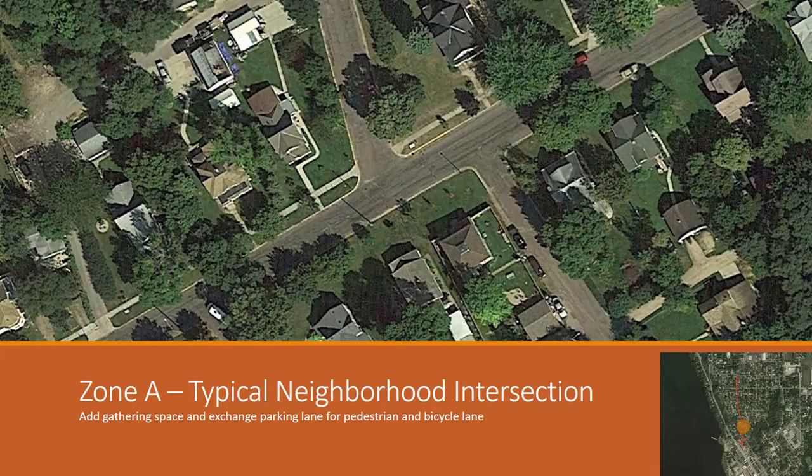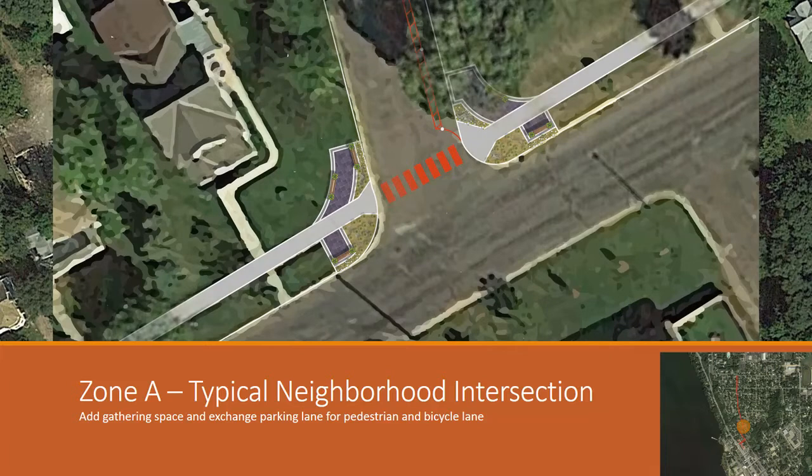So for the Zone A enlargement, the first intersection I'll be looking at is the typical neighborhood, adding gathering space and exchanging a parking lane for a pedestrian and bicycle lane. It'll be 4th Street and Pacific Ave specifically. You can see there are 2 lanes of parking and 2 moving vehicle lanes. I think my design would enhance this a lot more. It'd add gathering spaces and seating with planting beds with a paver patio.